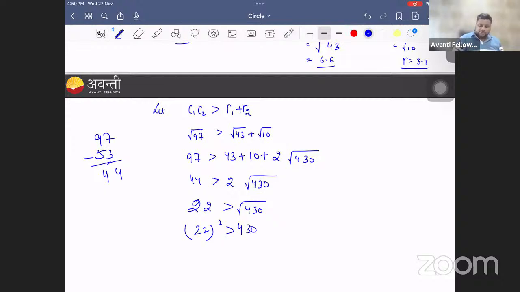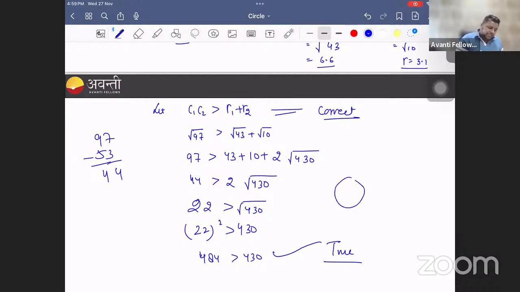Now, what is 22 square? 22 square is 484. 484 is greater than 430, which is a true statement. That means whatever I assumed is correct. That means the distance between their centers is more than the sum of their radii. So the situation of the circles is something like this. They are distant from each other.